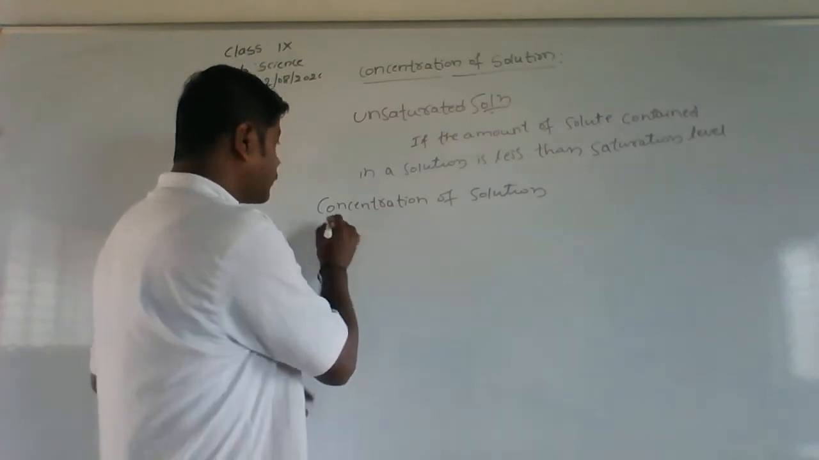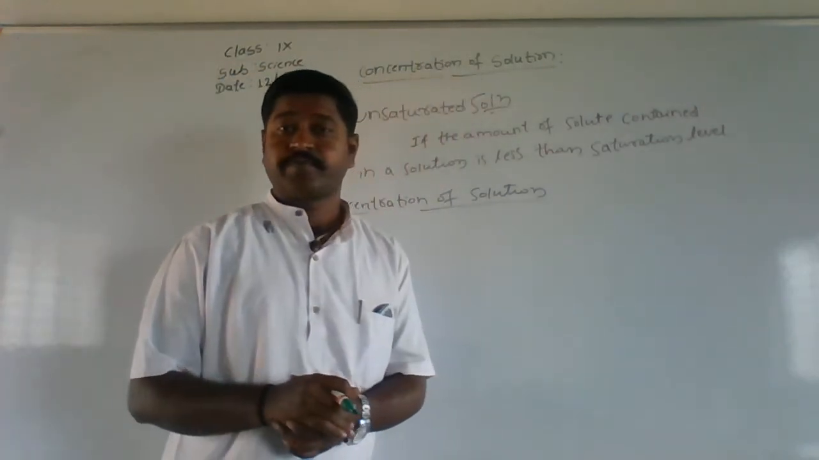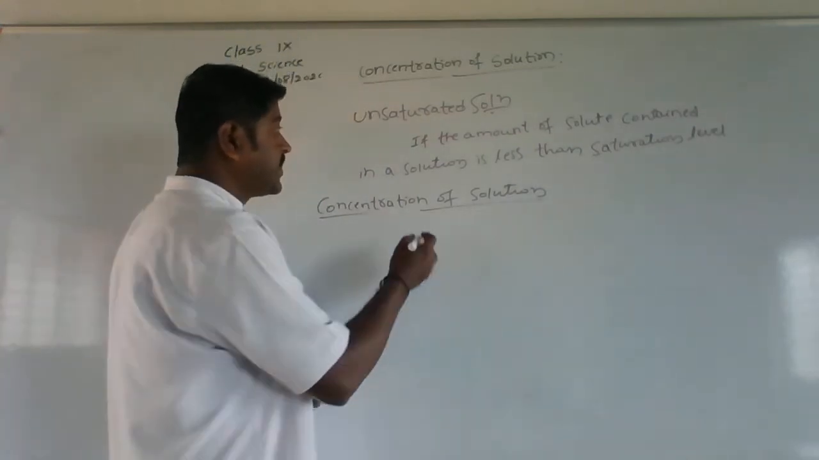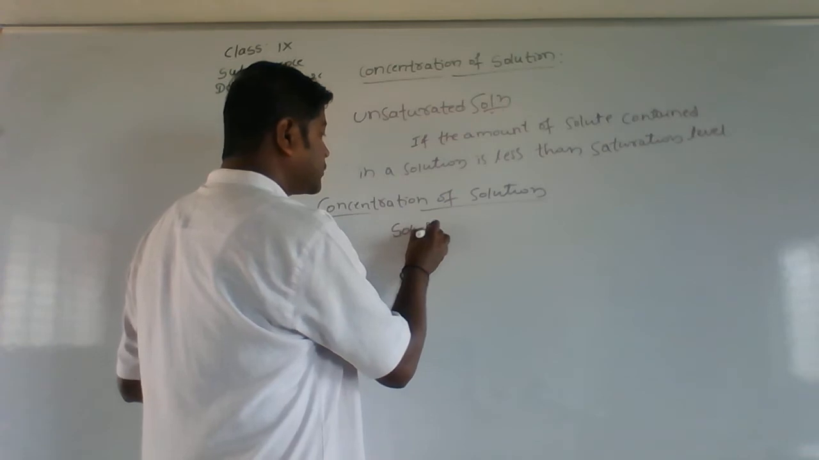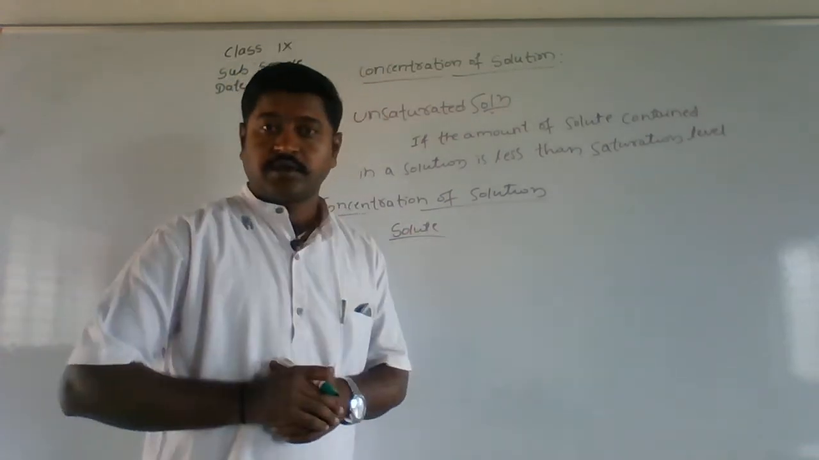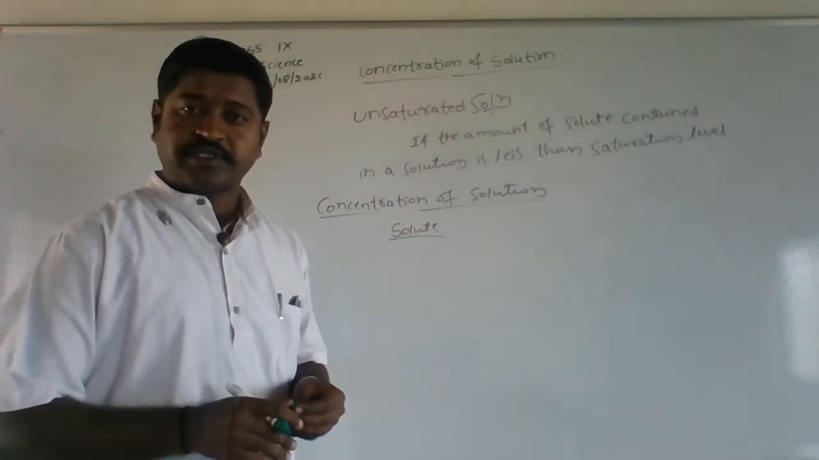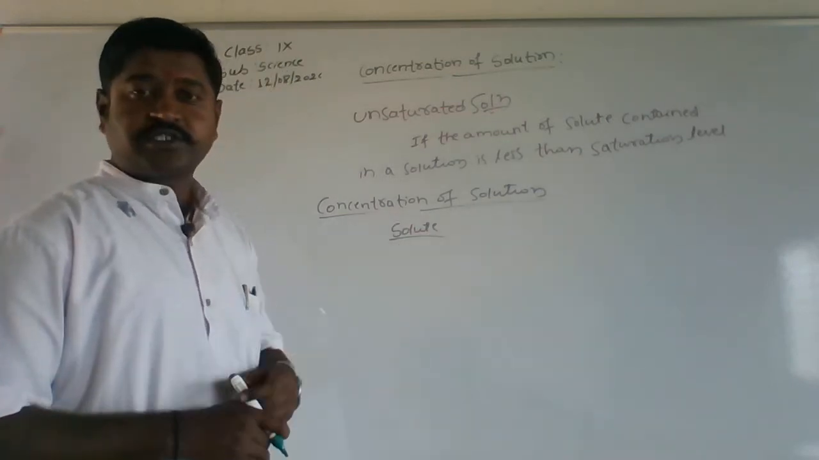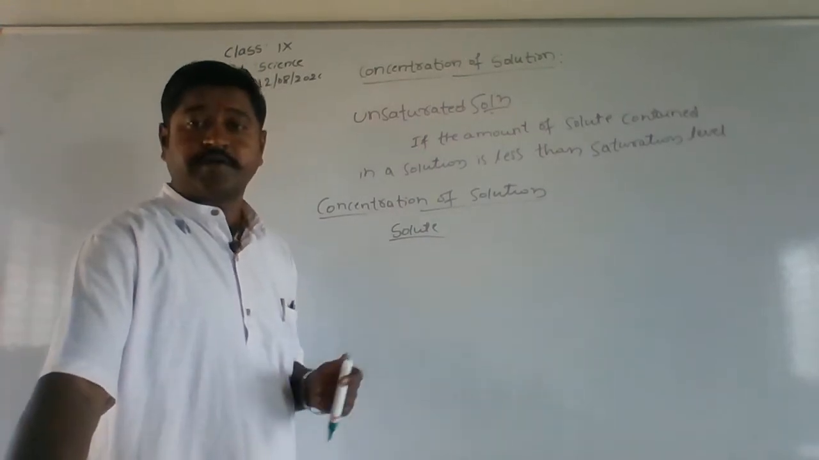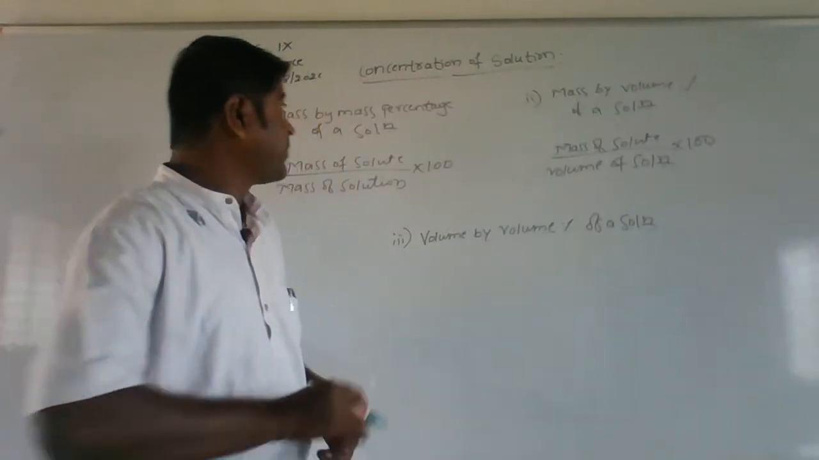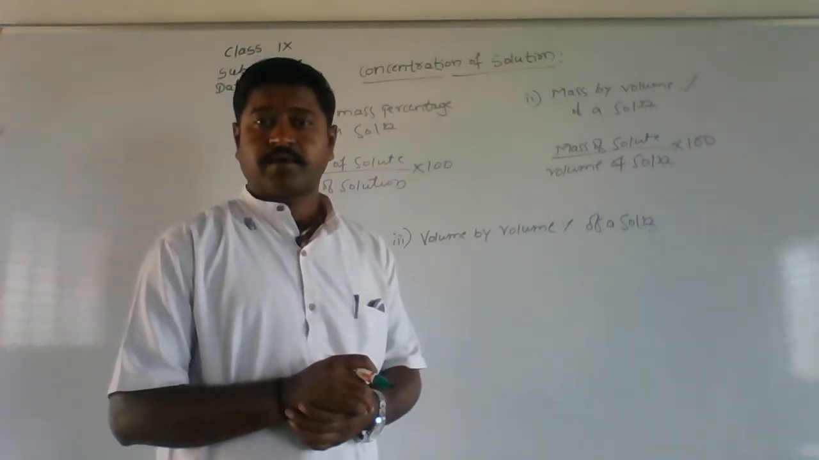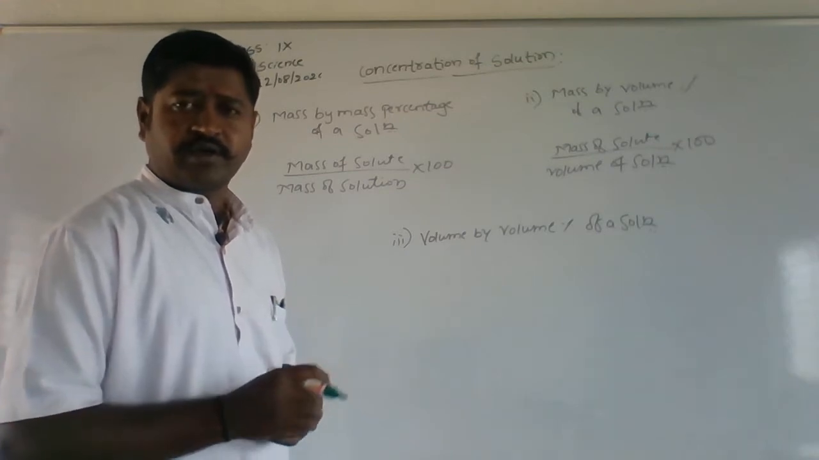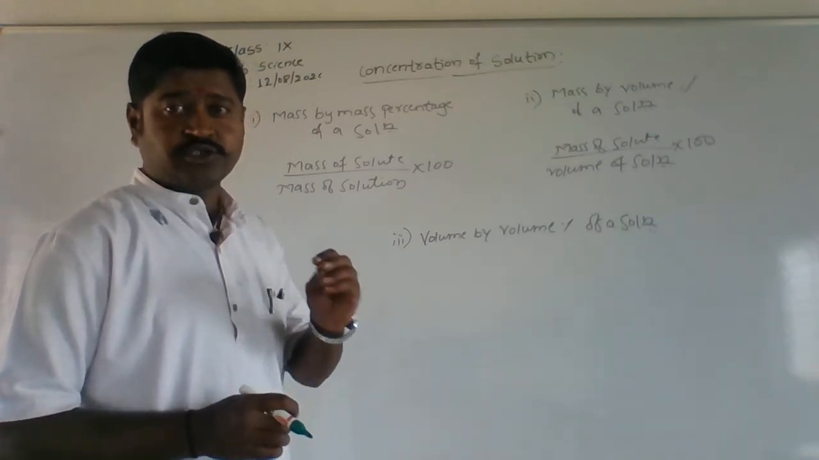Next is concentration of solution. How do we identify the concentration of a solution? Simple. It depends upon the solute present in the solution. How much amount of solute is present in the solution? On that basis, we are going to decide how much is the concentration of the solution. To identify the concentration of a solution, we have three methods. There are various methods, but we will be using only three methods to identify how concentrated the solution is.